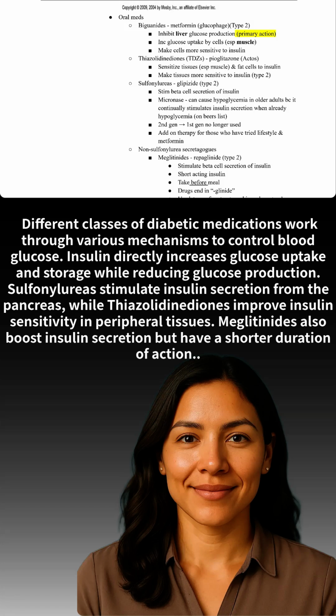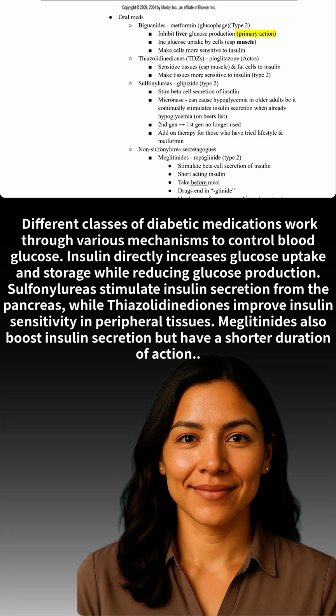Different classes of diabetic medications work through various mechanisms to control blood glucose. Insulin directly increases glucose uptake and storage while reducing glucose production. Sulfonylureas stimulate insulin secretion from the pancreas, while thiazolidinediones improve insulin sensitivity in peripheral tissues.